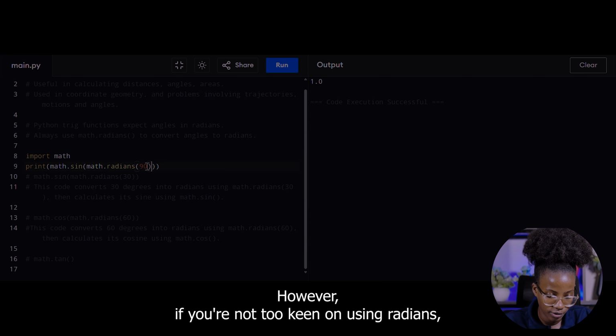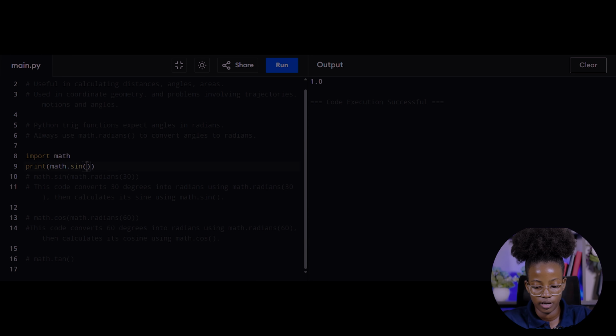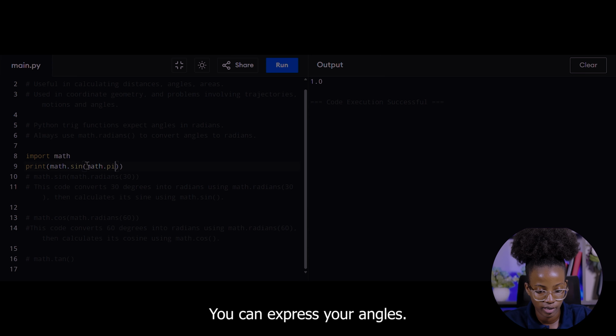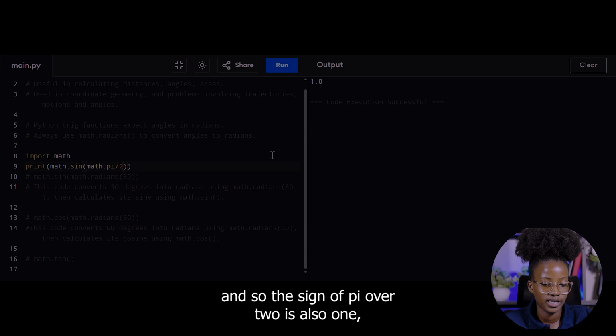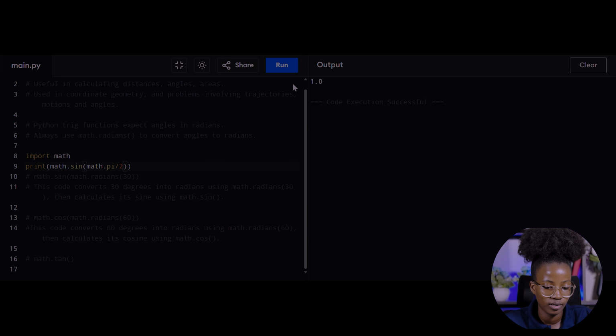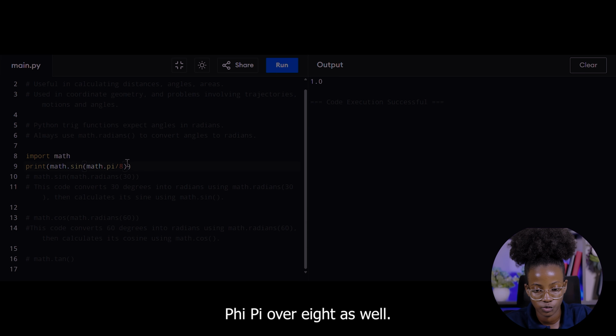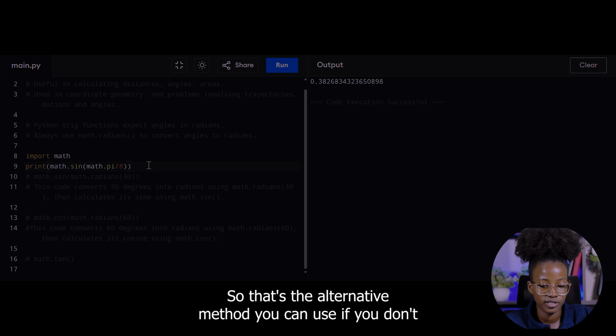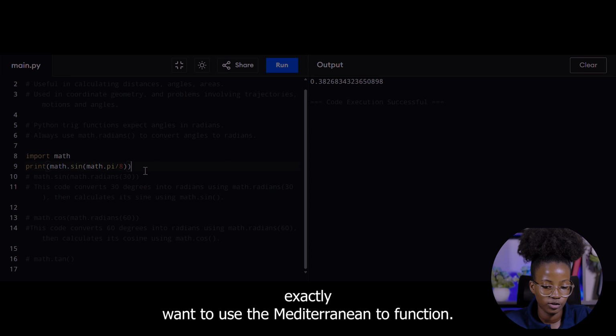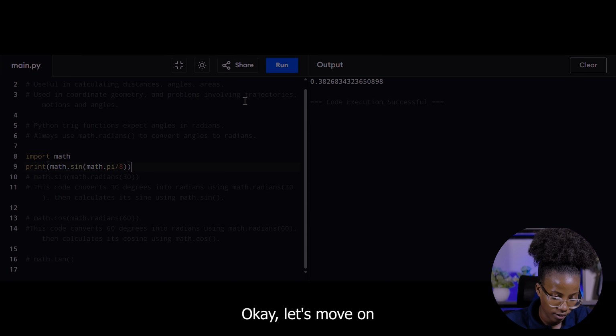However, if you're not too keen on using radians, you can also use pi. You can express your angles in pi. Pi over 2 is precisely the same as 90, and so the sine of pi over 2 is also 1. You can express 5 pi over 8 as well. Let's try that out, and it gives us this number. So that's the alternative method you can use if you don't want to use the math.radians function. Okay, let's move on.